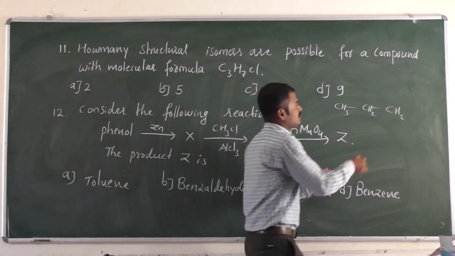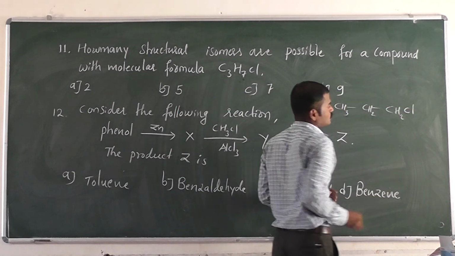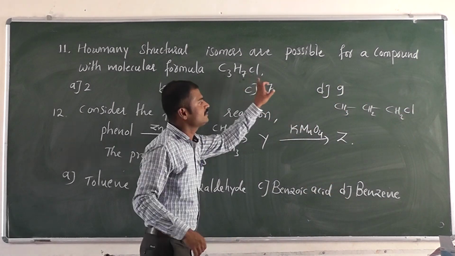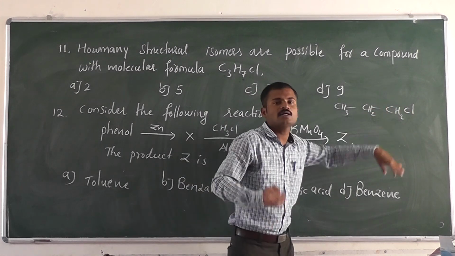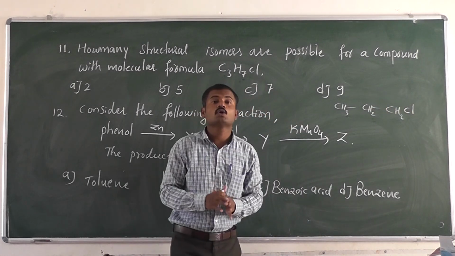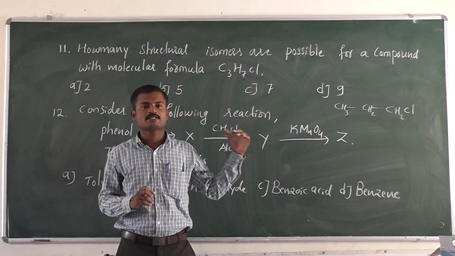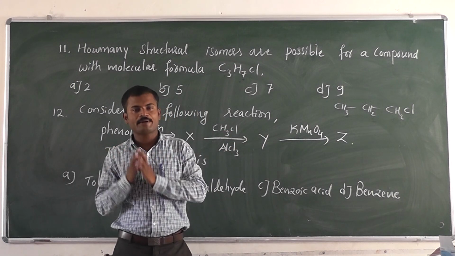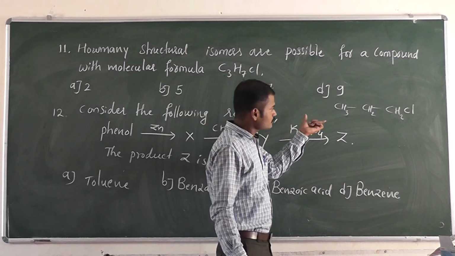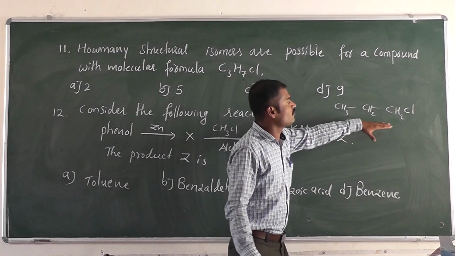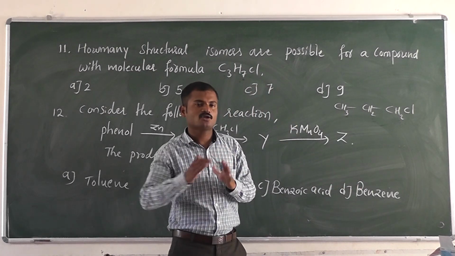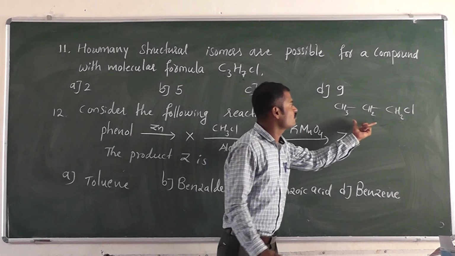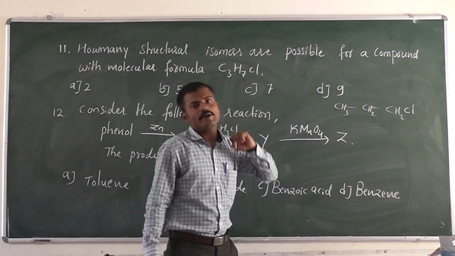Next, the remaining one is chlorine. I have written chlorine here in the last position. So this is propyl chloride or chloropropane. The IUPAC name of this compound is chloropropane. So this is one type of compound, n-propyl chloride or 1-chloropropane, one of the structures of propyl chloride.